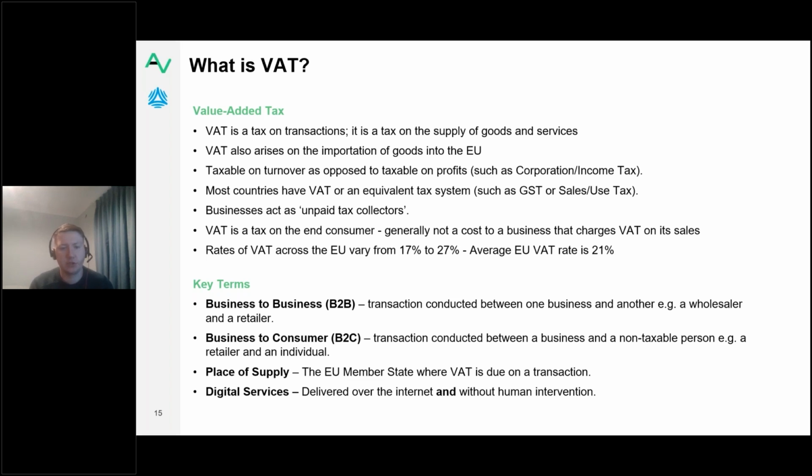And then finally, digital services. So these are services that are delivered over the internet and with no or a minimal amount of human intervention.